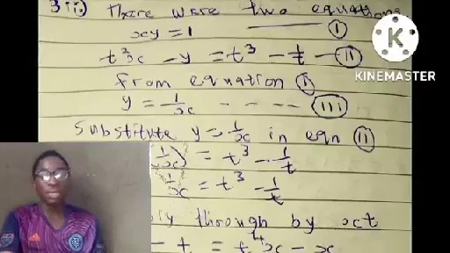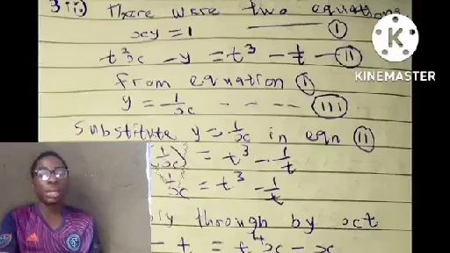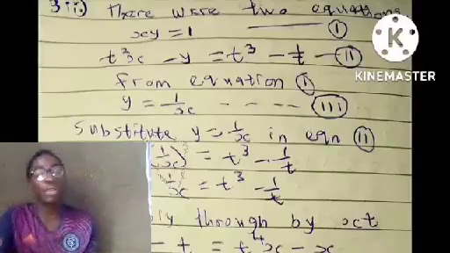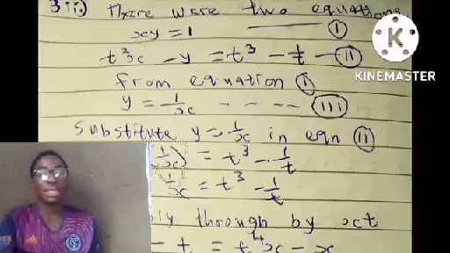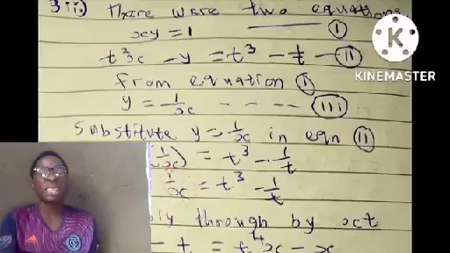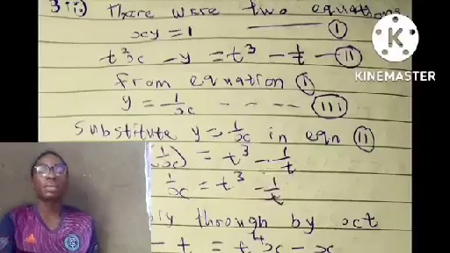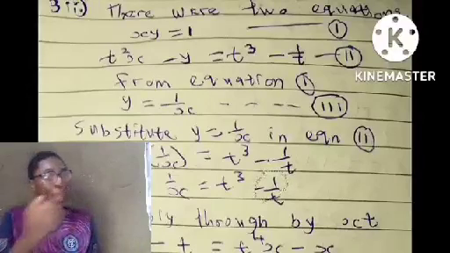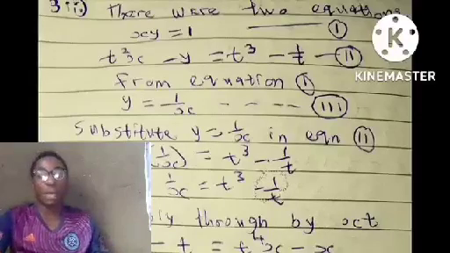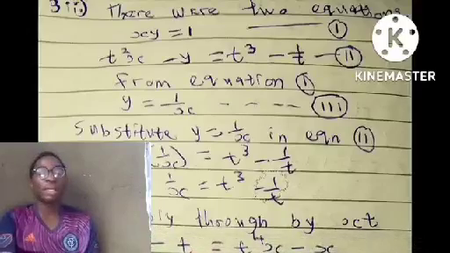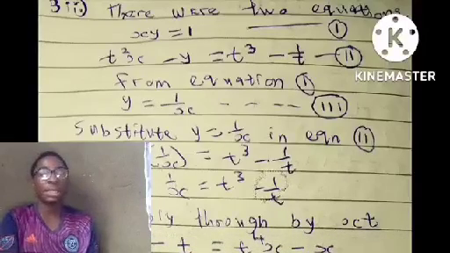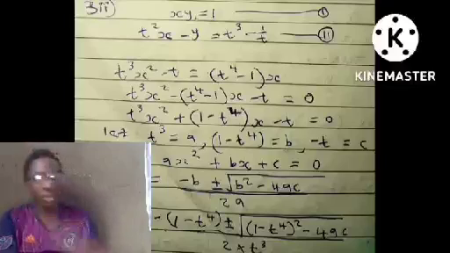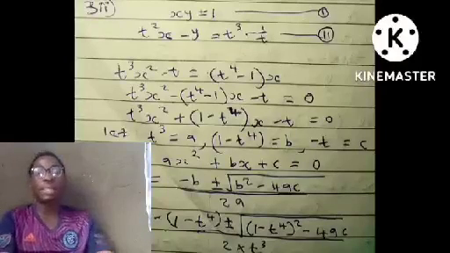So next, you multiply through by xt. The reason why I'm multiplying through by xt is that I don't want fractions again. The fractions are 1 over x and 1 over t. I don't want them, so that's why I'm using xt. I'm multiplying both sides by xt. Then when I multiply both sides by xt, it will give me something like this. So this is still the same thing I'm having.